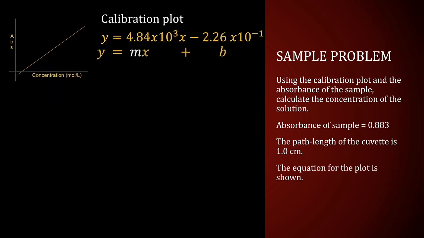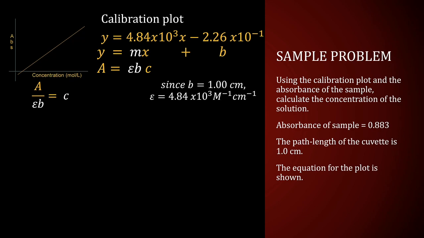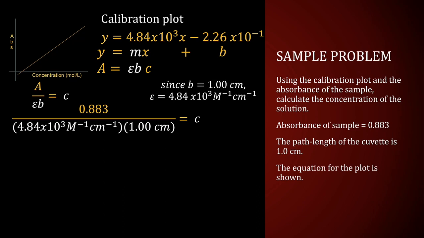Since we have the equation of the line, we know the slope. We know that the slope is 4.84 times 10^3. We can utilize the fact that the absorbance divided by epsilon times b equals c. Plugging in the information from our plot, we see that the concentration of the solution would correspond to 1.82 times 10^-4 molar.